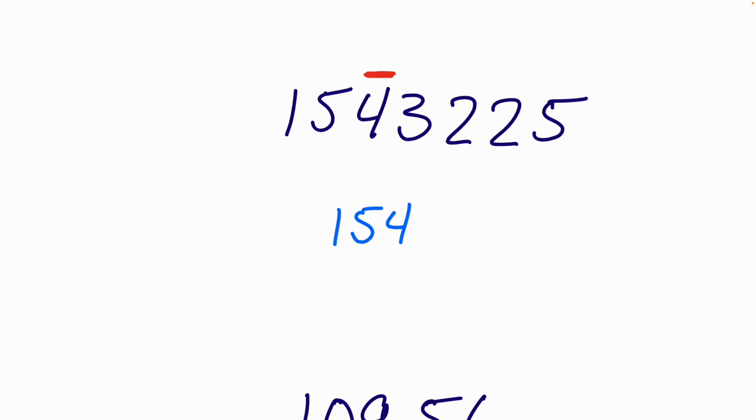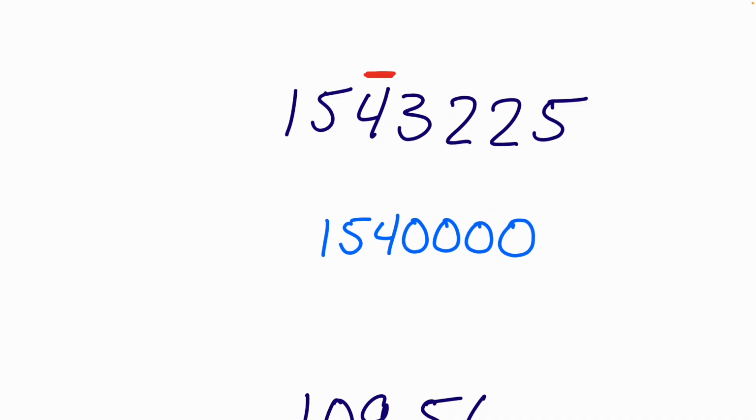We need to make sure that this 1 is still in the millions place, that this 5 is still in the 100,000s place. So I'm going to round this number, but I have to keep these placeholder zeros on the end here. So it's still 1,540,000. All right, so I don't change the value of that number. So we're not going to just chop off those digits when we round. We're going to make sure to keep that number the same.